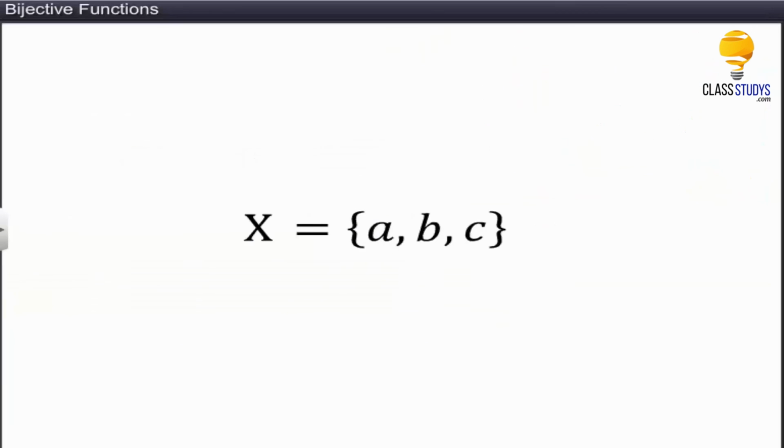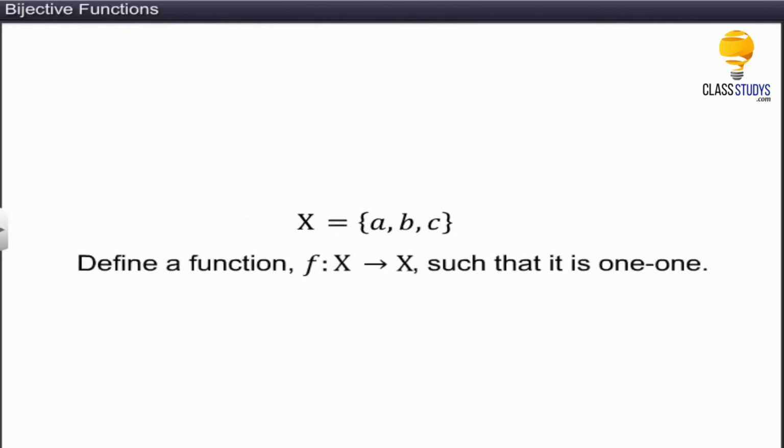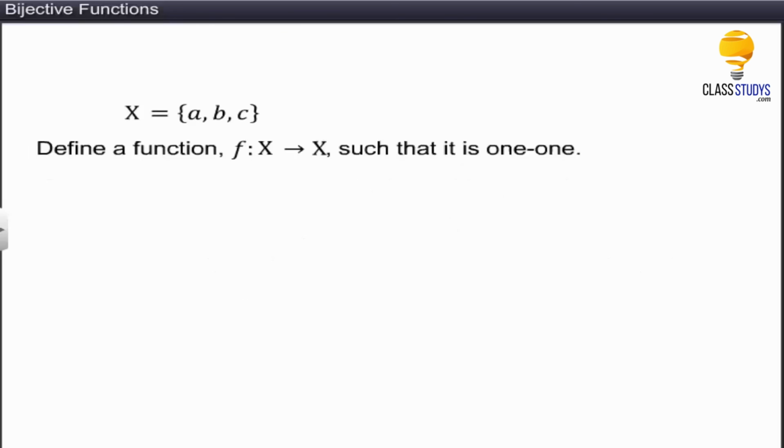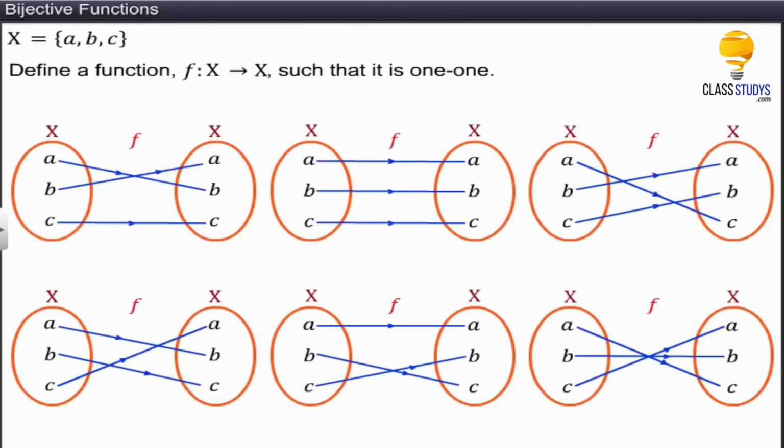Consider a finite set X with the elements A, B and C. Let us define a function f from X to X such that it is a 1-1 mapping. Then every element of domain X has its own unique matching element in codomain X. That is, two elements from the domain of f cannot point to a unique member of codomain X.